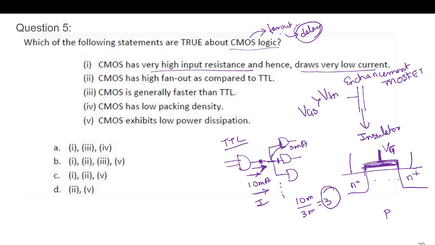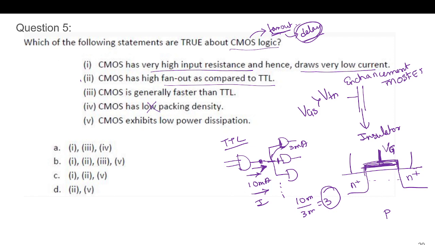Yes, ma'am. So in the CMOS circuit, this fan out will be limited because of the delay, because here the gate is not taking any current. So CMOS will have more fan out as compared to the TTL logic, and CMOS usually has high packing density, so this option is not there.